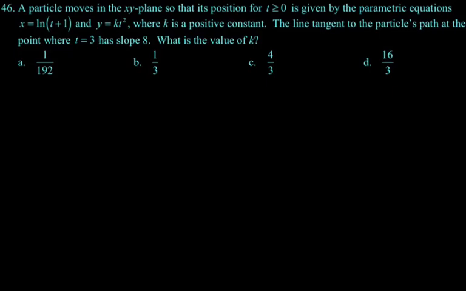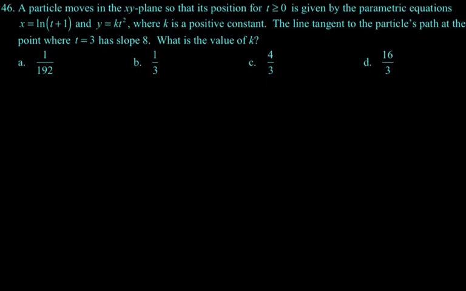y is equal to kt squared, where k is a positive constant. The line tangent to the particle's path at the point where t is 3 has a slope of 8. This is kind of different. They're telling you what the slope is, and they're asking for the value of k, but you just go into it with the same thought process, right?